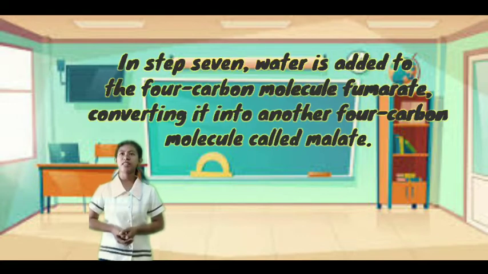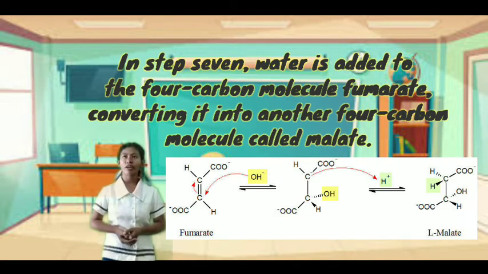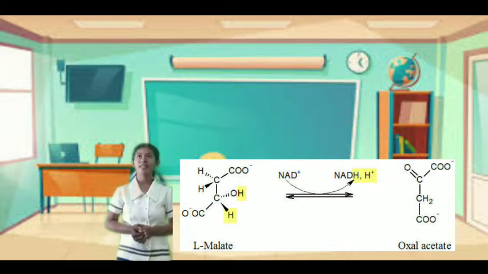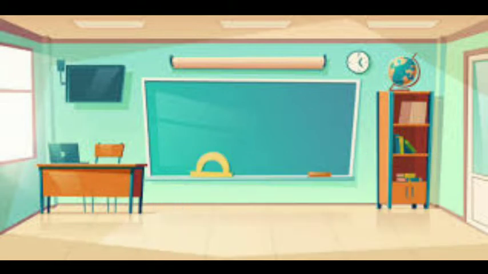In step 7, water is added to the 4-carbon molecule fumarate, converting it into another 4-carbon molecule called malate. In the last step of the citric acid cycle, oxaloacetate, the starting 4-carbon compound, is regenerated by oxidation of malate. Another molecule of NAD+ is reduced to NADH in the process.